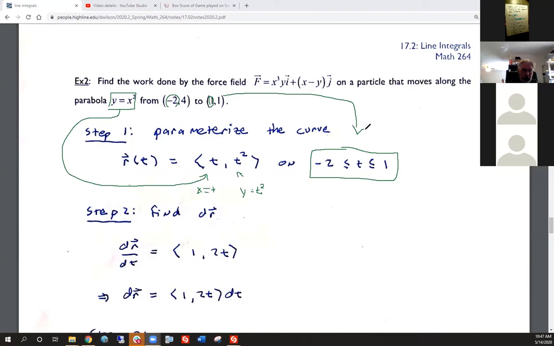Very good. So step 2, we are going to find our differential element, our dr, and notice the dr has the little arrow above it because it's a vector quantity. So dr dt would be the derivative of r. Derivative of t is 1, derivative of t squared is 2t. So multiplying both sides by dt, we get that dr is equal to <1, 2t> dt. Questions?